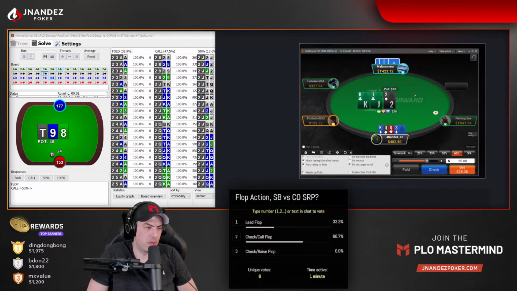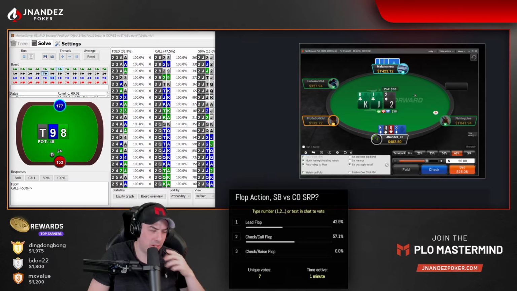Check call seems reasonable. Chelsea, Dota, I think this time you're wrong. Check fold. I would rather check fold than check call, to be honest. And I don't think check raising is that great. Don't like the lead. Okay. I like leading. Okay. Well, you don't have to put it into words. You can also just use a 1, 2, or 3 in the chat.